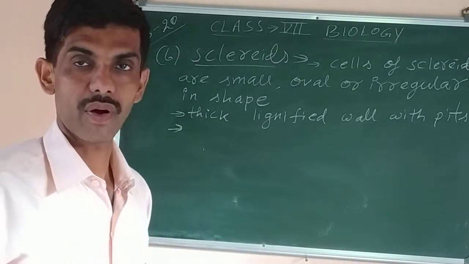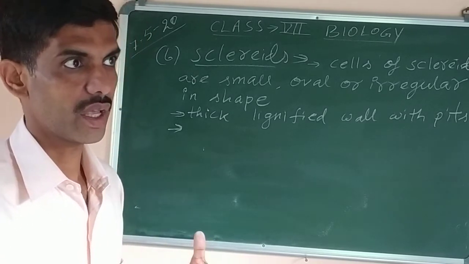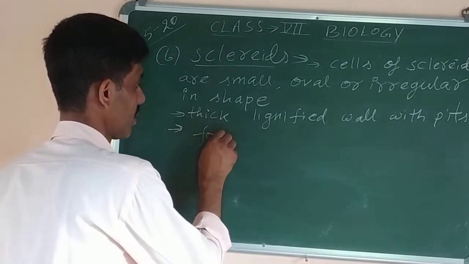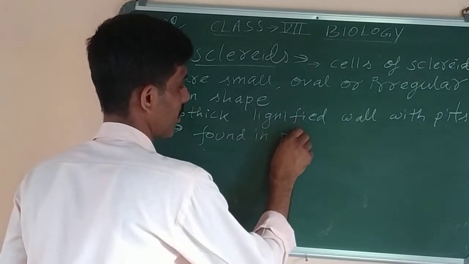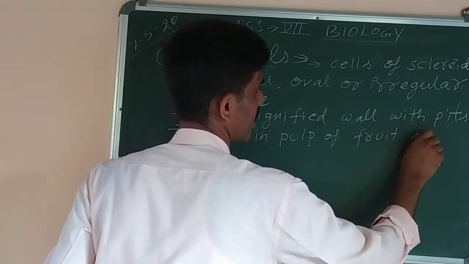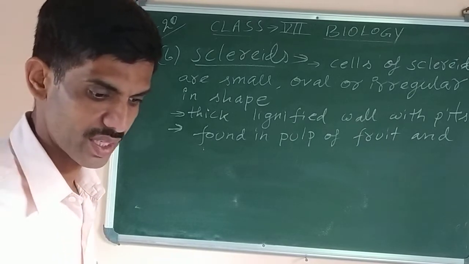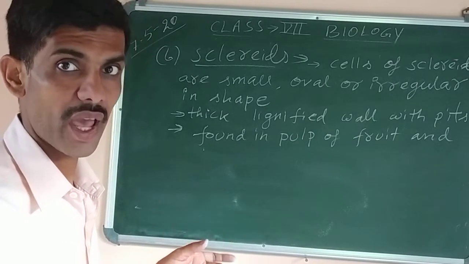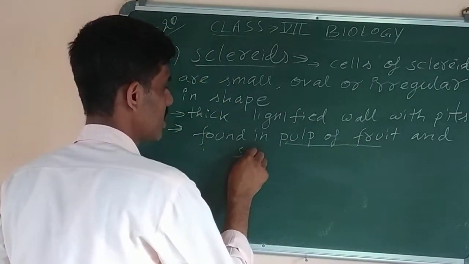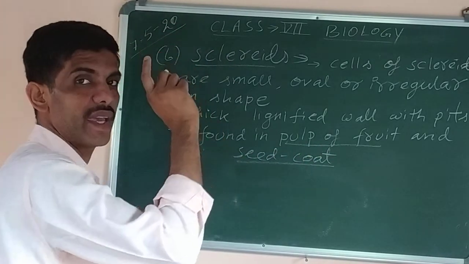Then third, where is it found, in which places are sclerites present? It is present in the pulp of fruit and seed coat also. It is found in the outermost covering of the seed, that is known as seed coat. They are found in the seed coat and pulp of fruit. Pulp means the edible part of the fruit, and seed coat, you know, is the outermost cover of the seed. Because they are hard, this hardness is provided by sclerites.